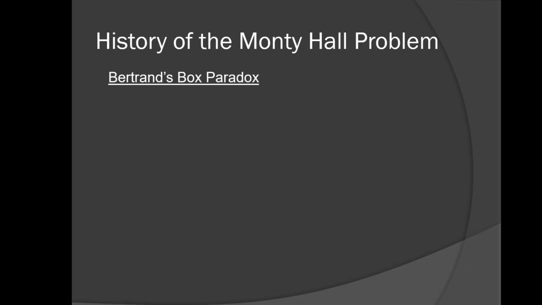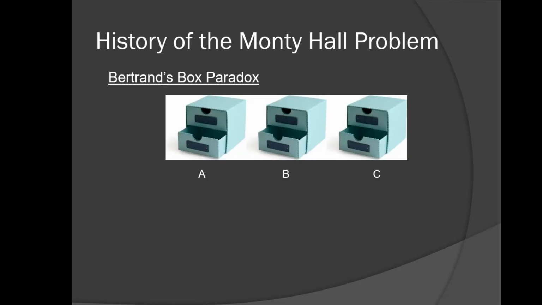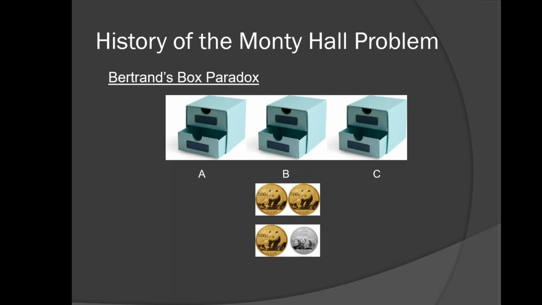In Bertrand's box paradox, there are three boxes, each with two drawers. Each drawer contains a coin. One of the boxes has two gold coins, one in each drawer. Another box has a gold coin and a silver coin. And another box has two silver coins.